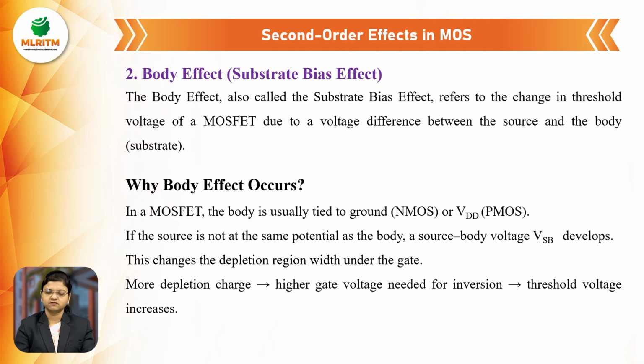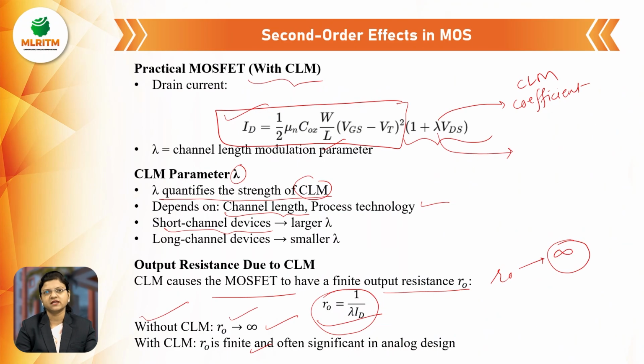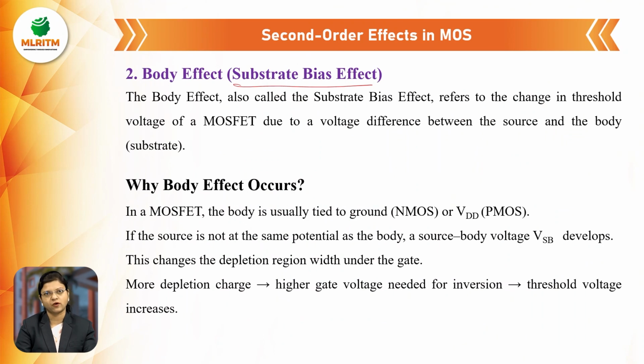Now the second order effect we will discuss is the body effect, also called the substrate bias effect. What is meant by body effect? The substrate region is also called the body. In ideal cases we generally connect the body to the source terminal, but if we change the body voltage, or apply some body voltage, whether negative, 0 or positive, that will affect the threshold voltage.